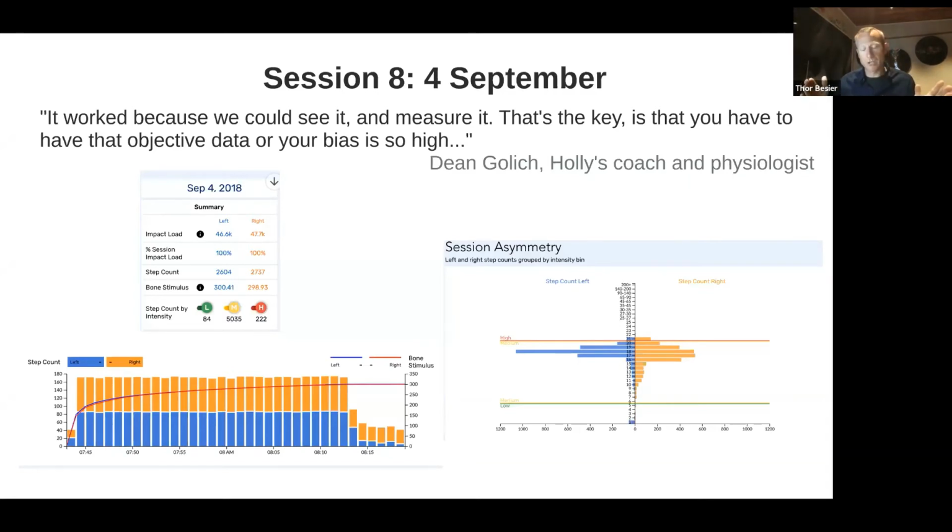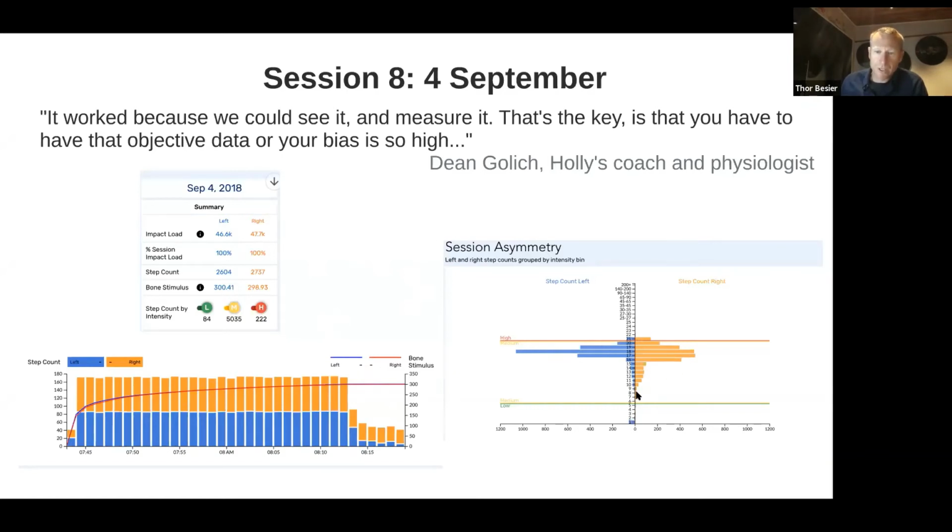You could be doing more intense workouts over short periods of time, and you would get to the same bone stimulus. And so what we're seeing here is a progression. So now, 4th of September, a couple of weeks in, this is session number 8. We're already seeing some sort of equilibrium in terms of bone stimulus to the right side of the foot, and we're starting to see more of this pattern emerging.